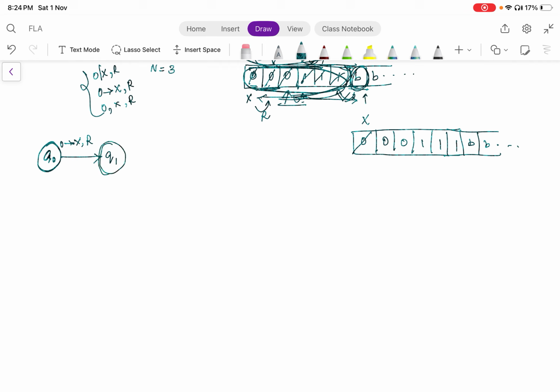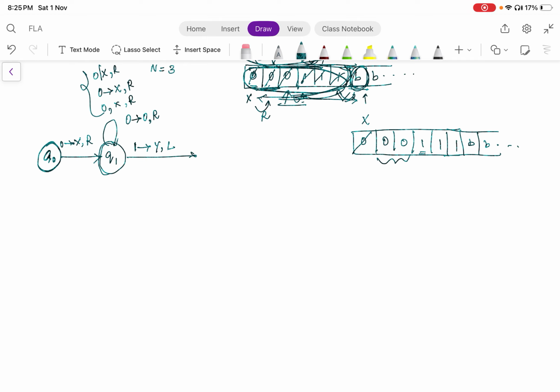In between, what are you trying to do as a next step? You're going to find 1. So in between you have zeros. What should you do? You have to ignore those zeros. You put them in the self loop. You replace 0 with 0 only. Don't do anything and keep moving right until you find a 1. When you find a 1, you replace that 1 with y.